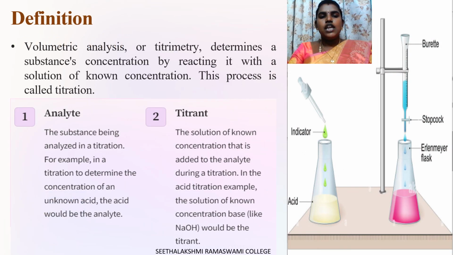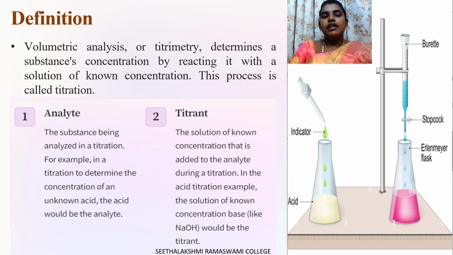Let us see the definition of volumetric analysis or titrimetry. It determines the substance concentration by reacting it with a solution of known concentration. This process is called titration. Before moving into the topic, you must know some basic things about volumetric analysis.